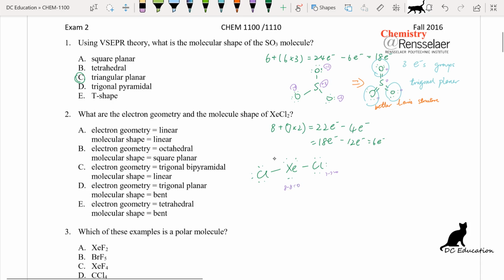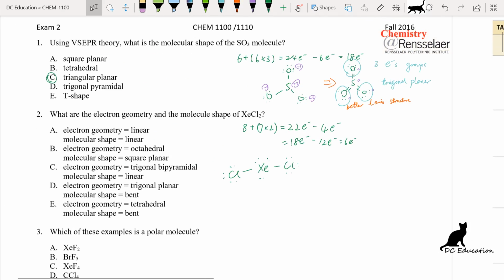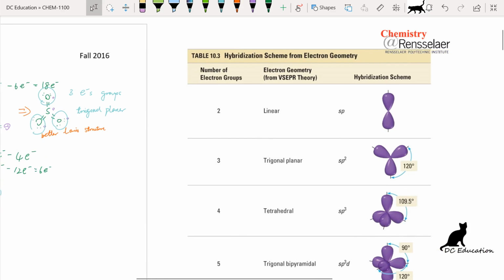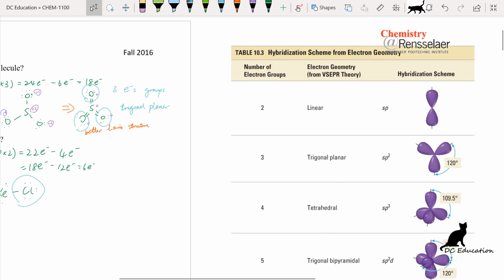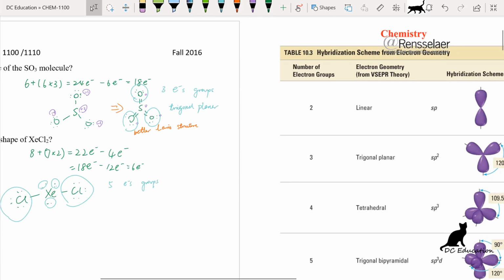And all we need to do is, for easing our process, let's find out what's the electron geometry first. So as you can see, there are electron groups around the central atom. According to this picture we have, it says there are 2 electron groups. No, I'm sorry, there's 1, 2, 3, 4, 5, so 5 electron groups around the central atom. So it's going to be a trigonal bipyramid.